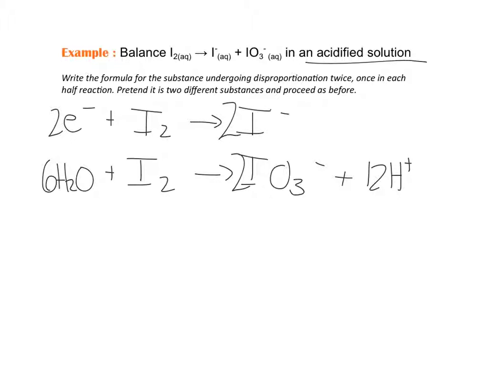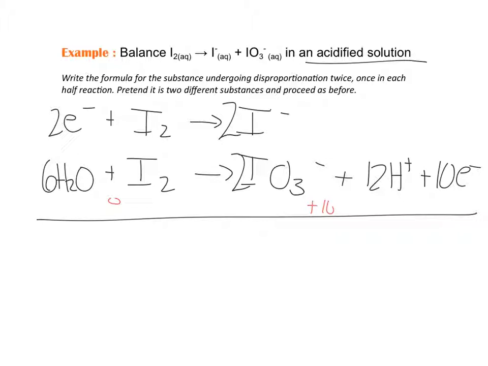Total charge in our reactants is 0. Total charge in our products is positive 10. So I'm going to add 10 electrons. Multiply by 5 and add it up. So our electrons immediately cancel. We're going to have 5 I2s and 10 I minuses.